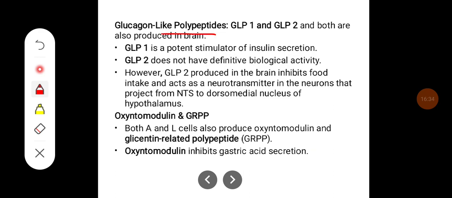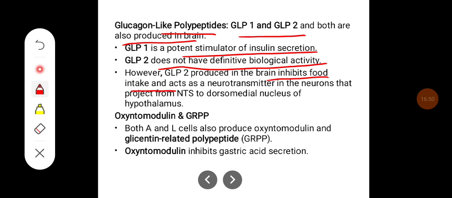Glucagon-like polypeptides, that is GLP-1 and GLP-2, are also produced in the brain. GLP-1 is a potent stimulator of insulin secretion and GLP-2 does not have a definite biological activity. However, GLP-2 produced in the brain inhibits food intake and acts as a neurotransmitter in the neurons that project from NTS to the dorsomedial nucleus of the hypothalamus.